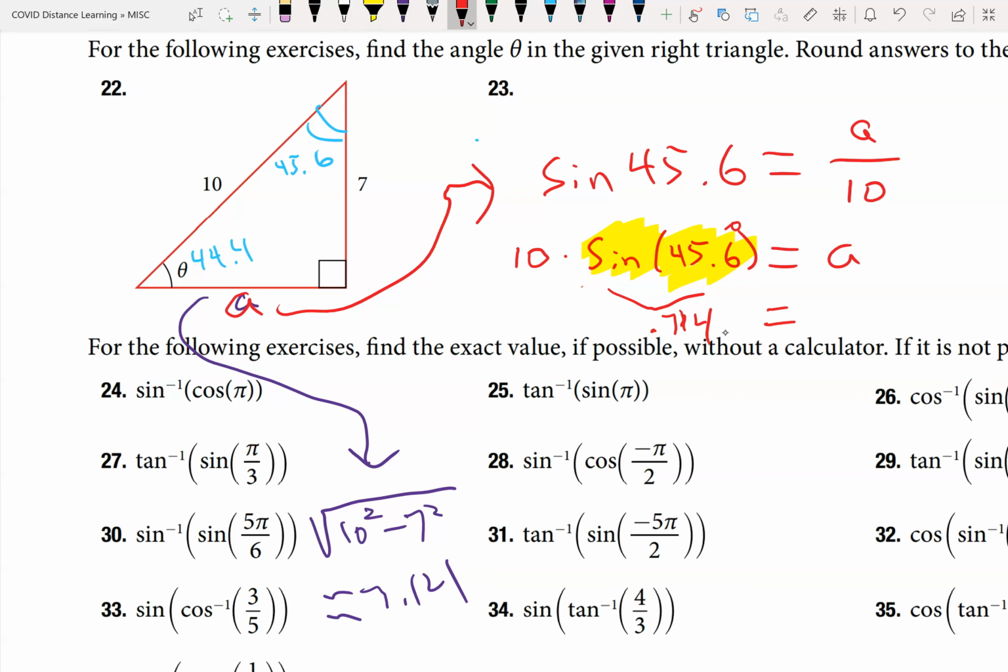You don't want radians. That's a degree measure we have there, 45.6. In this case, it is degrees. Are there any questions about this?